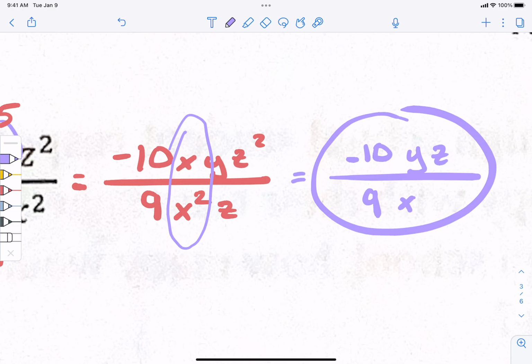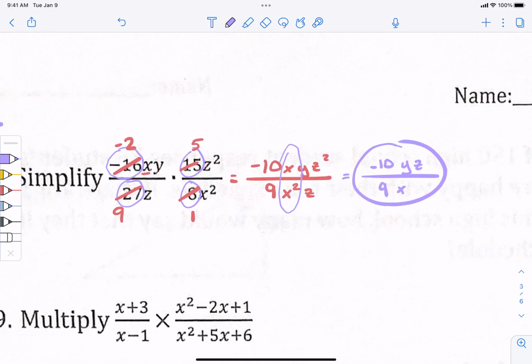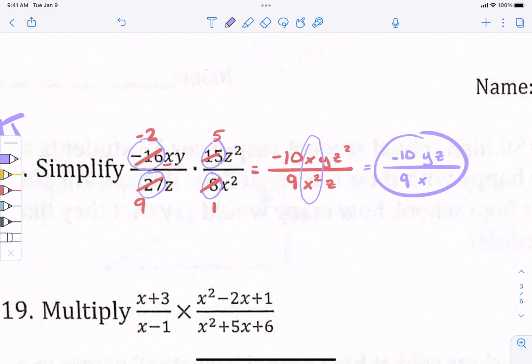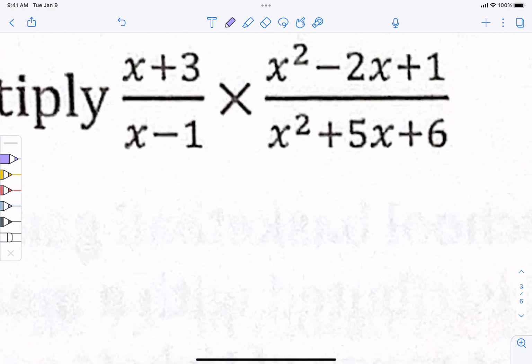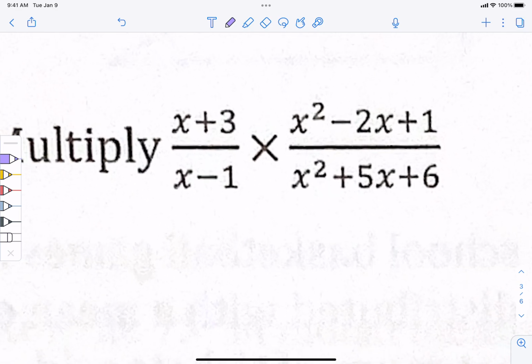The hardest part of that is going to be keeping track of your crossing out stuff, so make sure you use good handwriting, all that good stuff. Number 19 is like the GCF, greatest common factor, simple trinomial, that type of thing where you're breaking stuff down. And this is multiply, so we don't have to keep-flip-flip. But if it's divide, you keep-flip-flip. So I just look at each piece.